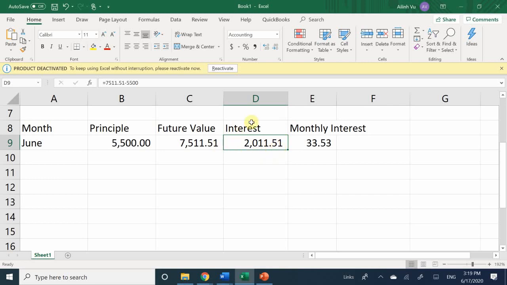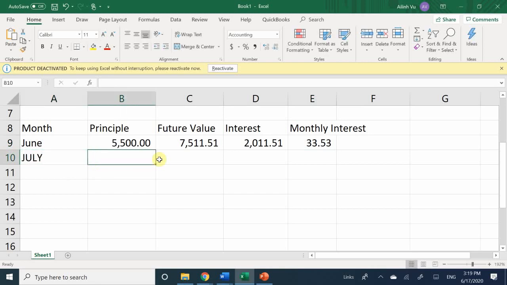$2,011.51. Now I need to take this amount and divide it by the number of payments I have. If I need to pay every month for 5 years, that means I have 60 payments underneath my belt. So therefore, this month, my interest that I'm going to be calculating is going to be $33.53. So then this becomes your new principal for July.